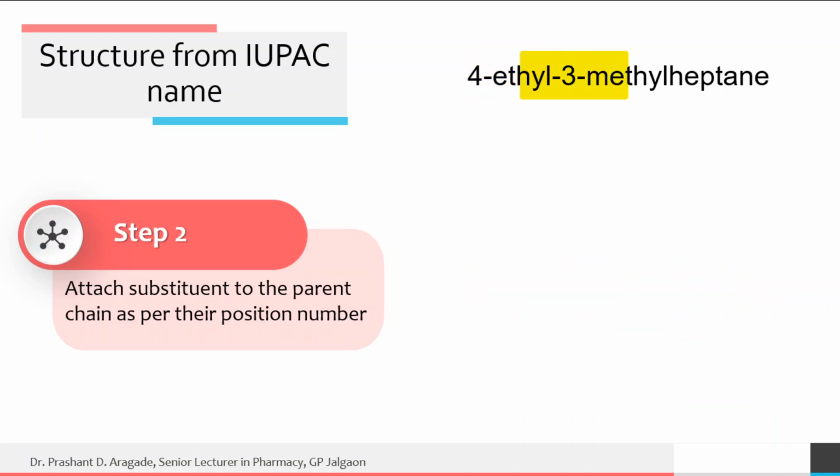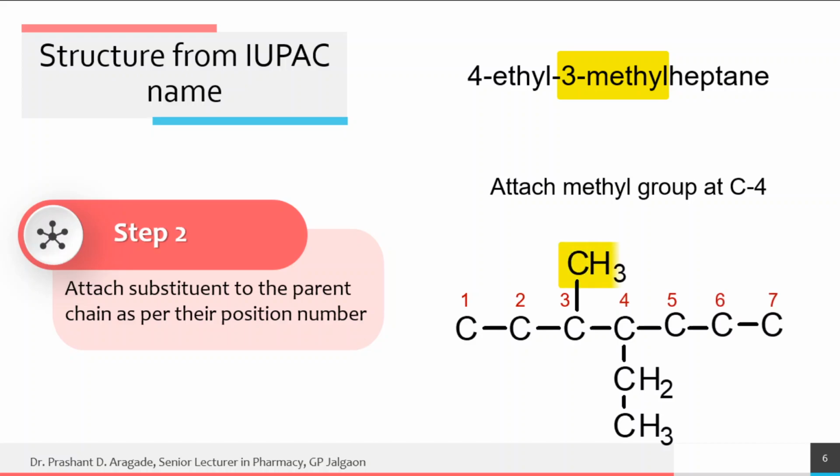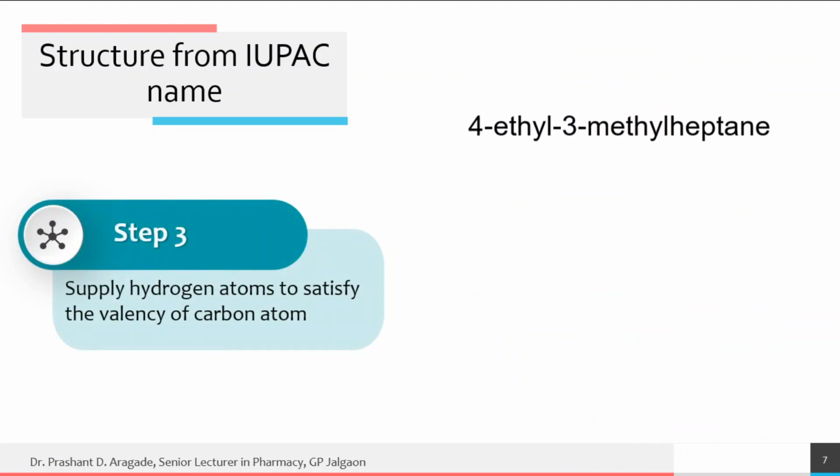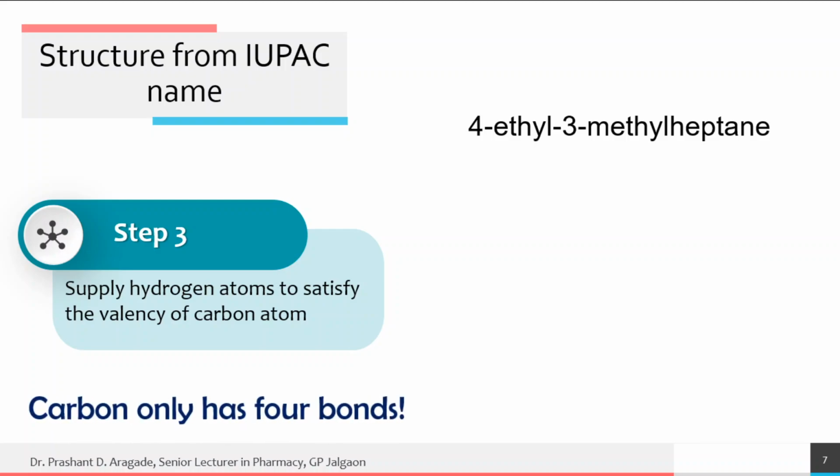Then move on to the next substituent present in your example. The next substituent is a methyl group. So attach the methyl group at the C3 position in that structure. Now step number 3 is the most important step. That is, you have to supply the hydrogen atoms to each carbon atom in the chain to satisfy the valency of the carbon atom. Dear student, always remember that carbon has only 4 bonds in order to complete the carbon octet.